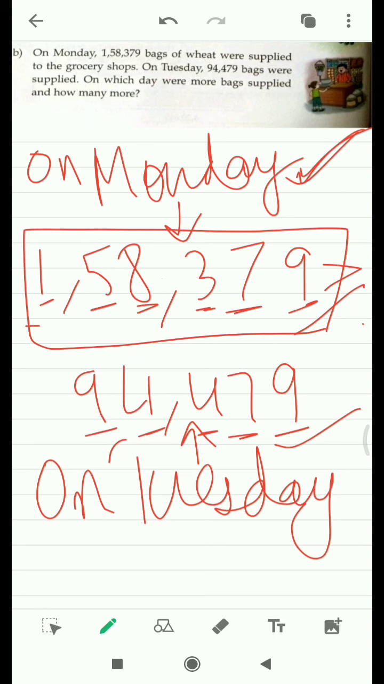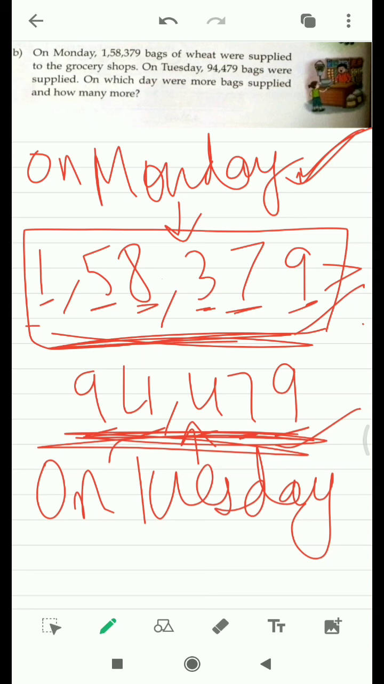Now we have to find how much more. It was more, but how much more was it? That you have to find by subtraction. This smaller number, 94,479, is the supply that happened on both days. Now how much more can be found by subtracting, to see on which day it was more. So we're going to subtract the smaller number from the larger number. Okay, let's start.